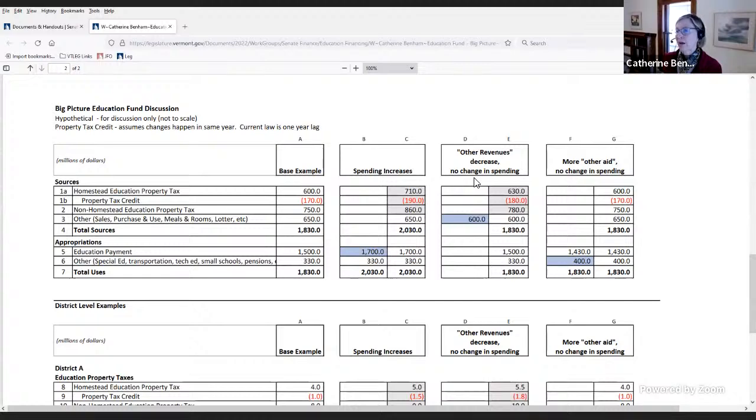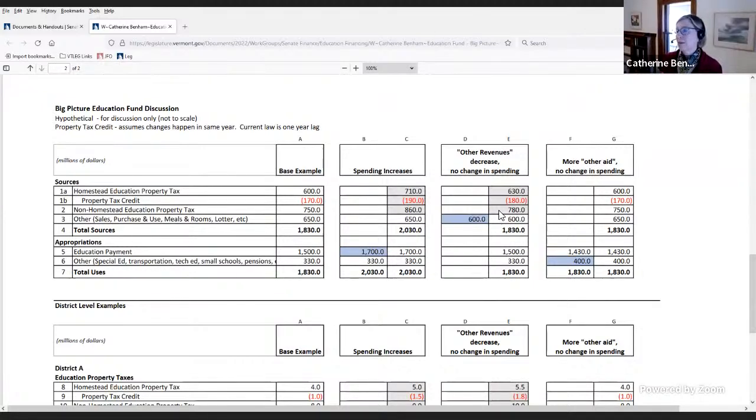The next example is other revenues, if they decrease. For example, if the sales tax decreased or the purchase and use decreased or meals and rooms, there's less money in the education fund, but the spending hasn't changed. There's been no assumption about the spending. What happens in this case if revenues decrease is that because of the self-balancing nature, property taxes will go up. And that is what makes sure that the revenues equal the spending for school budgets in the big picture scheme of things.